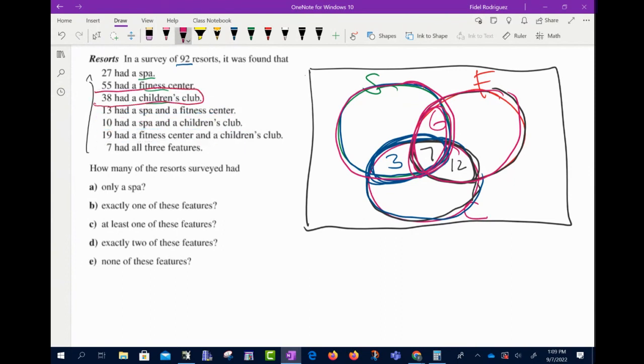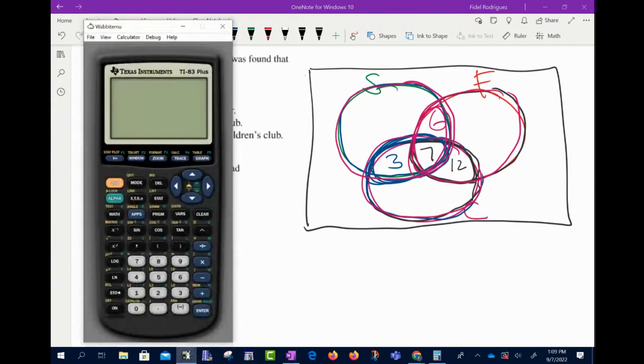Okay. So now the next part, it's telling me that 38 had a children's club. So everybody in the children's club circle has to add up to 38. So what I'm going to do, y'all, I'm going to add those numbers up first. I'm going to say, look, we got 3 plus 7 plus 12 is 22. Now I'm going to take 38 minus 22, 16.